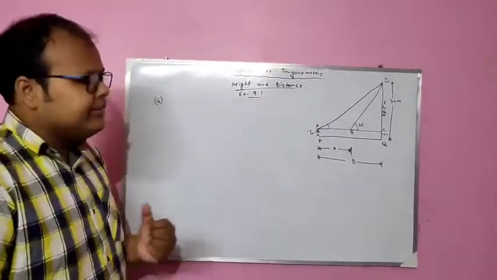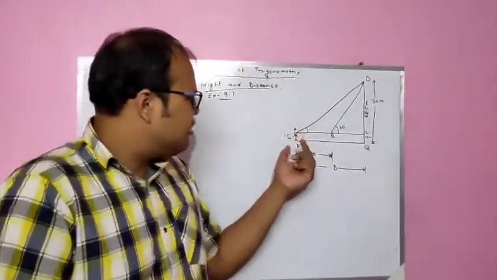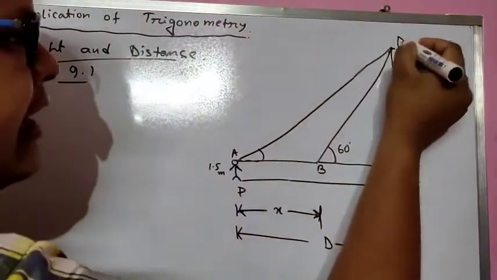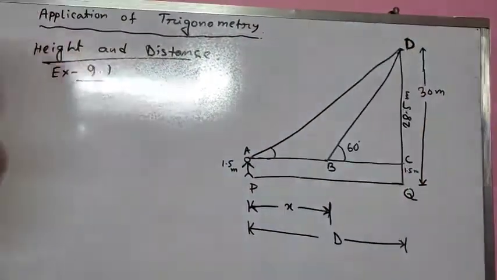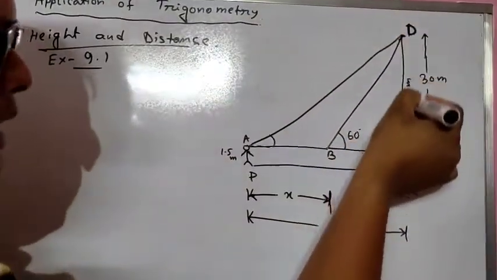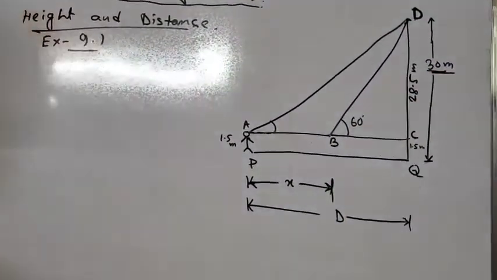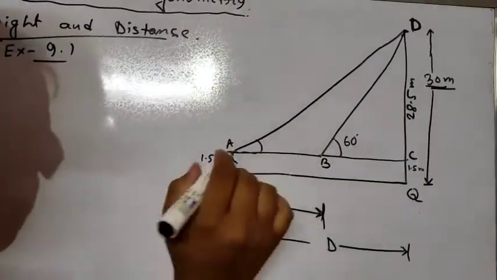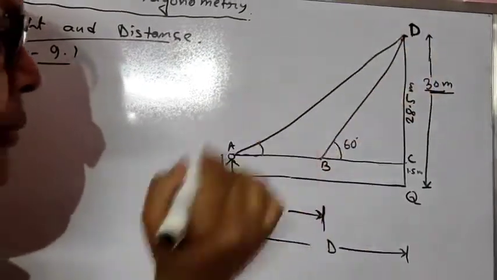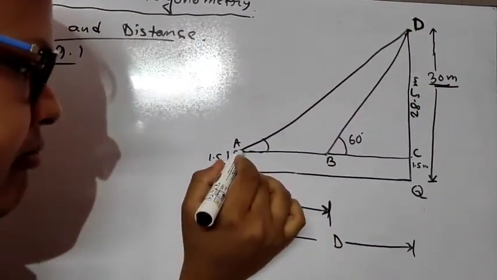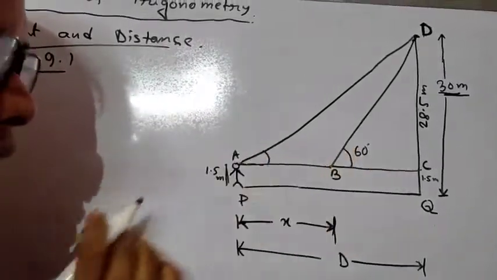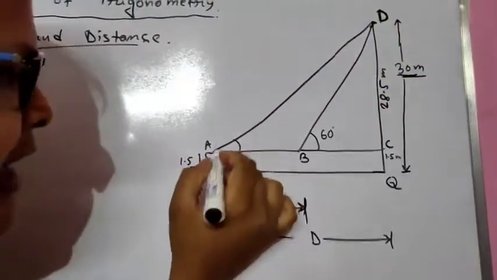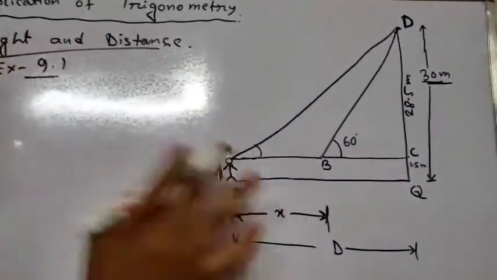So here in this sum it is said that a boy was watching the top of the building. The top of the building, here it is D. The point D is the top of the building. The height of the building is given to you as 30 meter, and the height of the boy is given as 1.5 meter. So if the boy is watching the top of the building, definitely the height of the boy will be deducted from the height of the building, because he is seeing the top of the building from the point A, not from the point P.